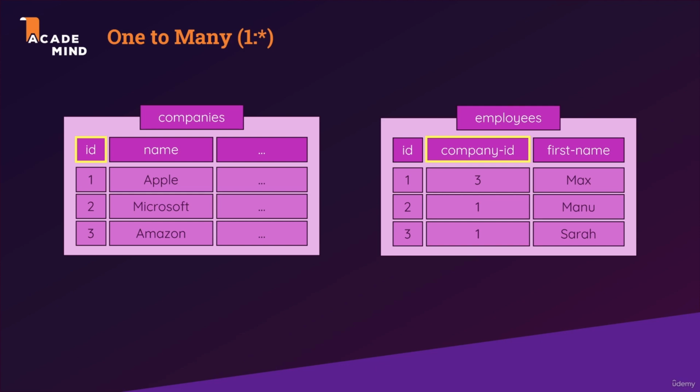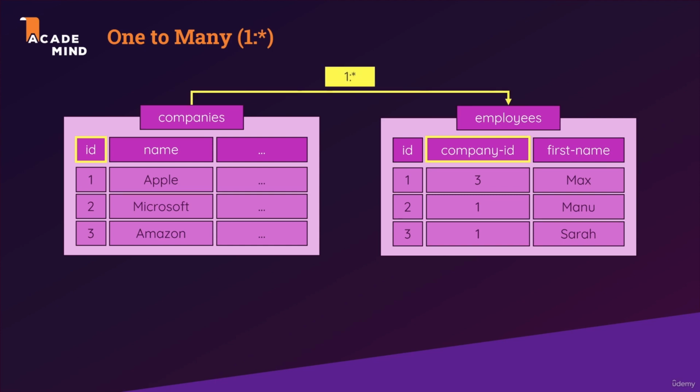And whilst we have unique entries in the companies table, unique IDs, the ID 1 here, for example, so Apple, is recorded multiple times here in the employees table. This simply means that the first employee, Max, works for Amazon, whereas Manu and Sarah both work for Apple.